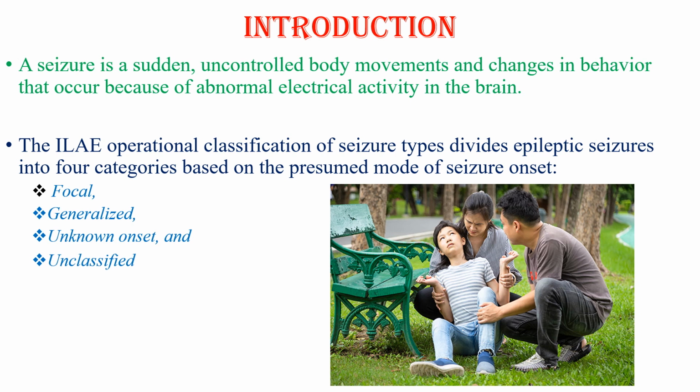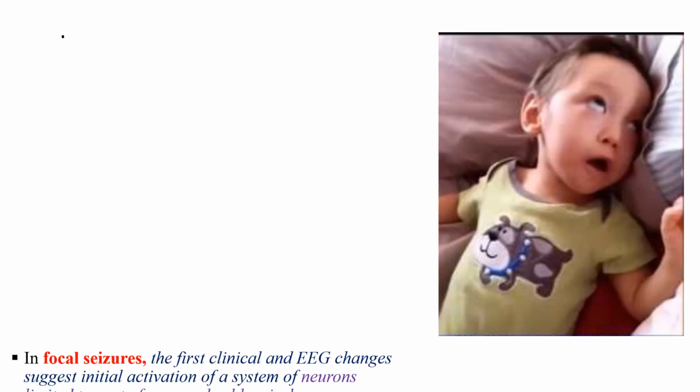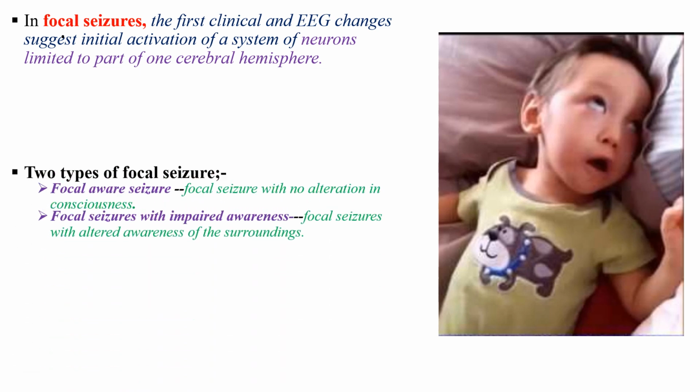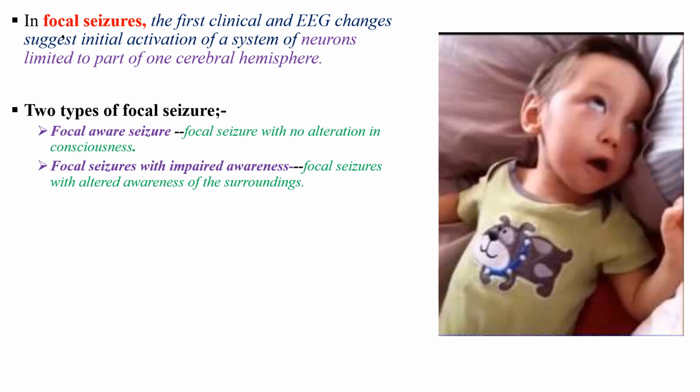It is classified as focal, generalized, unknown onset, and unclassified. This is the updated classification of seizure in childhood. In focal seizures, the first clinical and EEG changes suggest initial activation of a system of neurons limited to part of one cerebral hemisphere. Two types of focal seizure are there: focal aware seizure and focal seizure with impaired awareness. Focal aware seizure is when a focal seizure occurs with no alteration in consciousness, whereas focal seizure with impaired awareness is focal seizure with altered awareness of the surroundings.